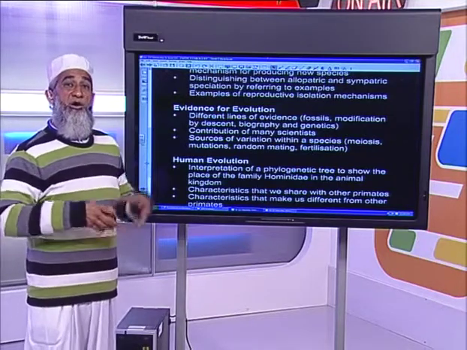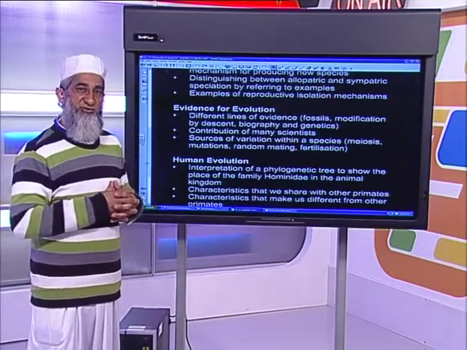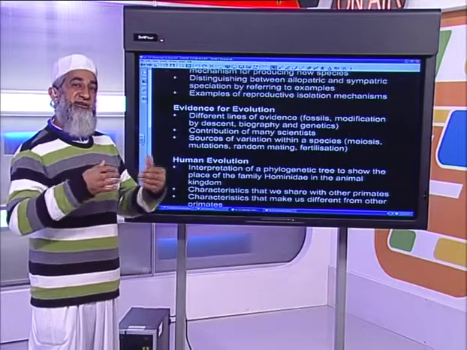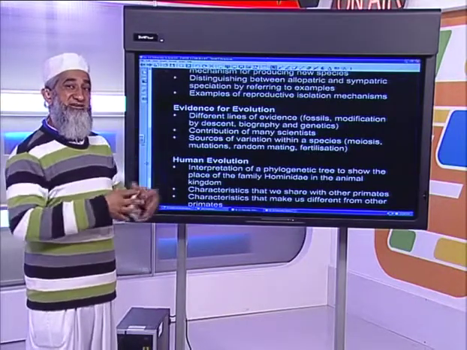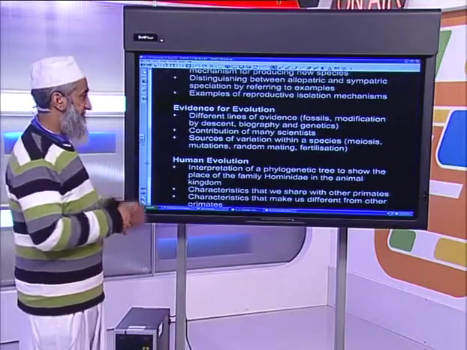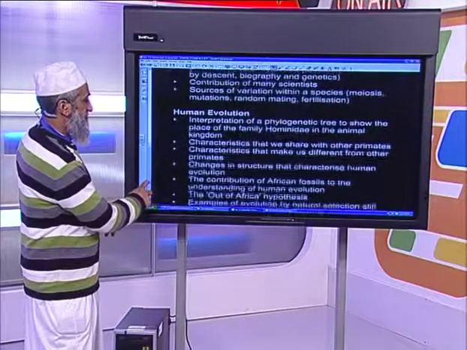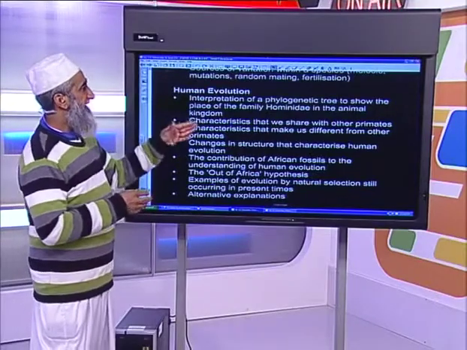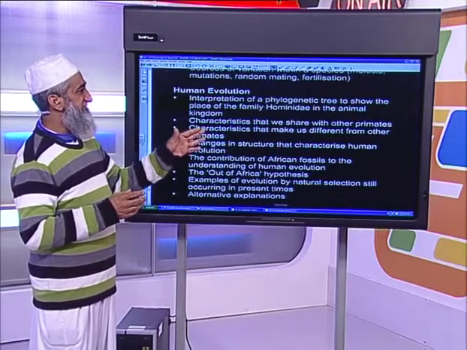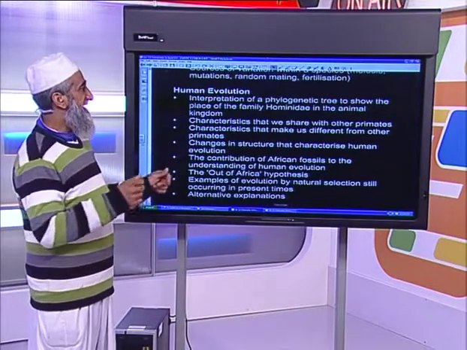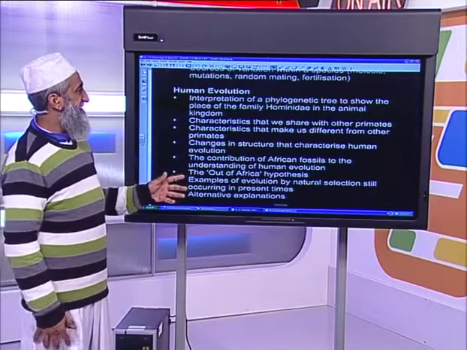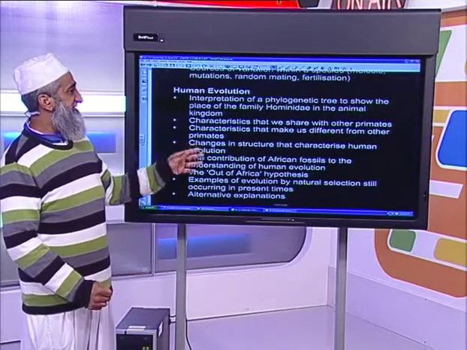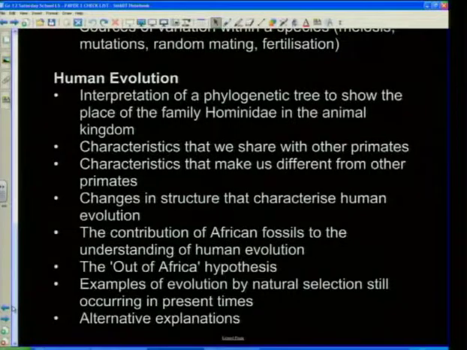In other words, scientists that present the theory of evolution, what evidence do they present to us to say that evolution has taken place and that this theory is correct? We move on to the most difficult of this section and the most controversial, I might add, and that is the section on human evolution. And here we're looking at interpretation of phylogenetic trees to show the place of hominids and in the animal kingdom. Characteristics that we share with other primates, characteristics that make us different from other primates, etc.